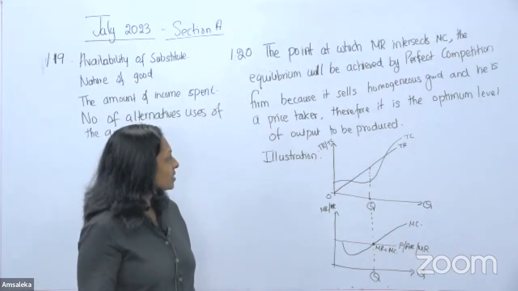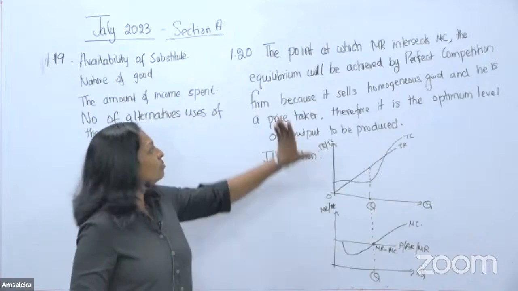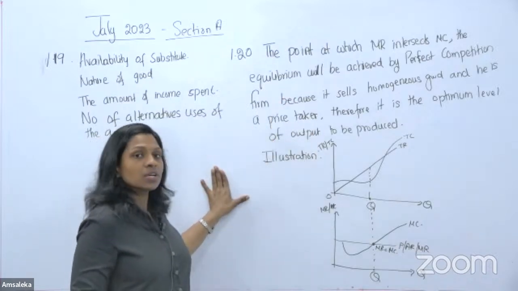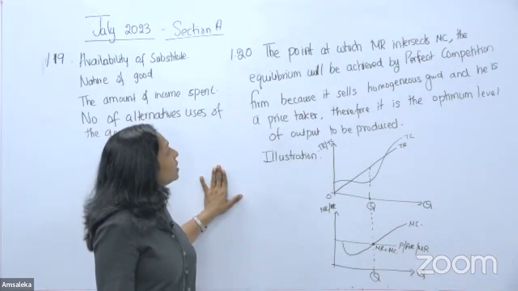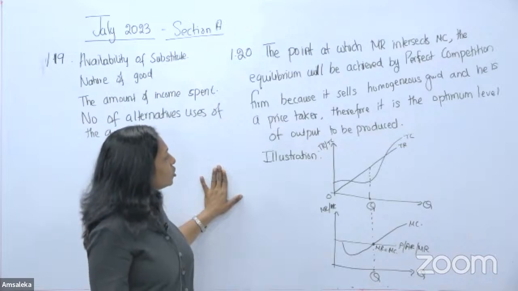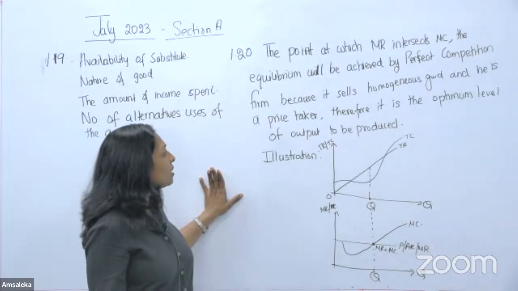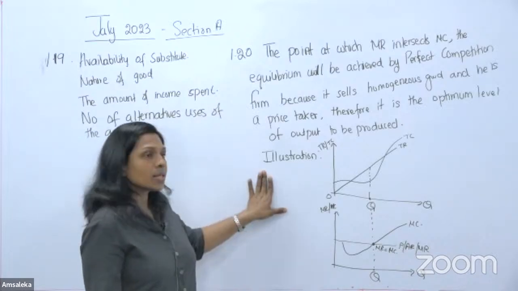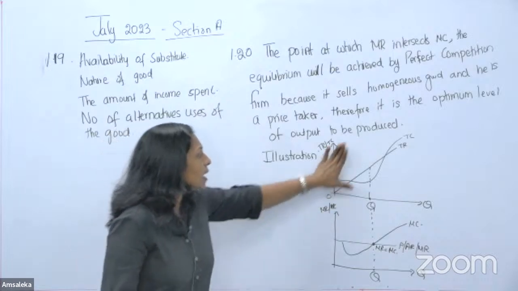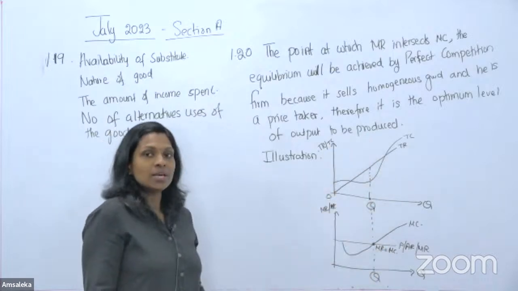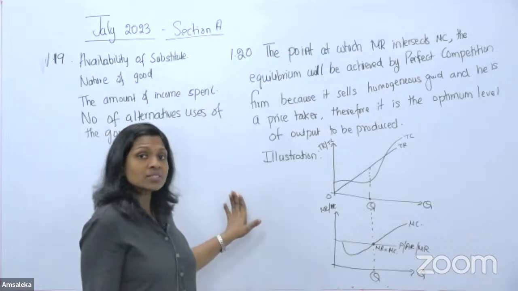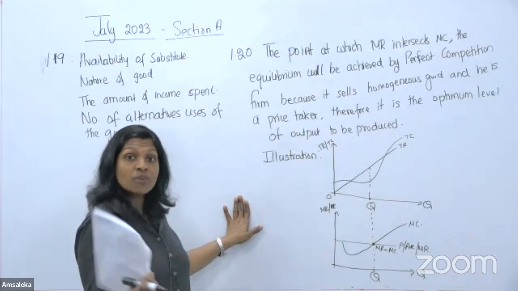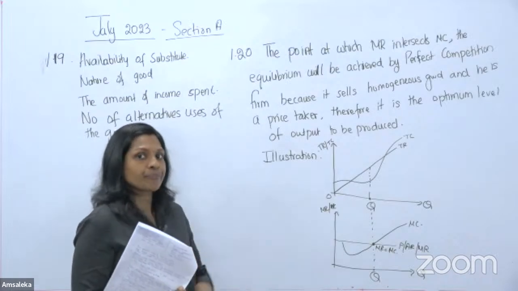Okay. See, if you know how to draw the diagram, you can give a clear picture about the question, right? So how I said: the point at which MR intersects MC, the equilibrium will be achieved by a perfect competition firm because it sells homogeneous good and he is a price taker. Therefore, it is the optimum level of output to be produced. So this can be illustrated by the following diagram. Likewise, if you draw nicely, the well explanation is given. Easily you can score marks if you study well because this provides you 40 marks, section A.